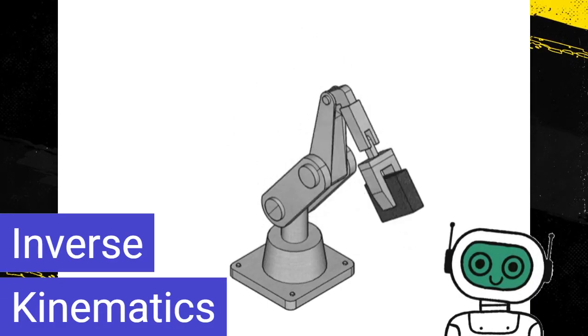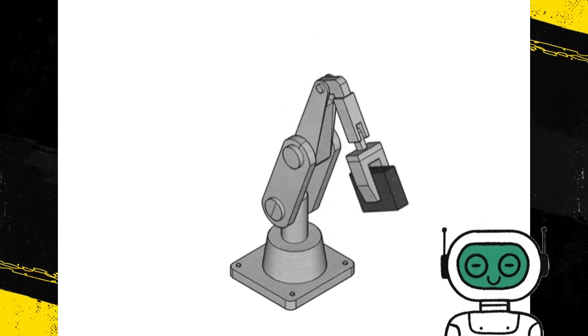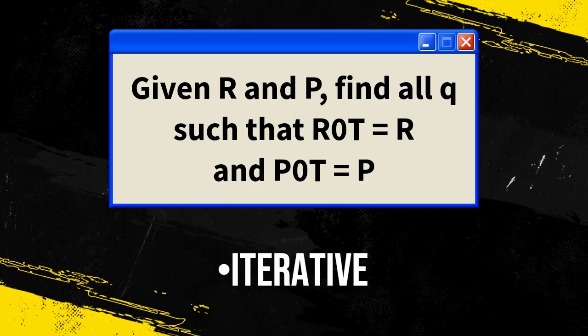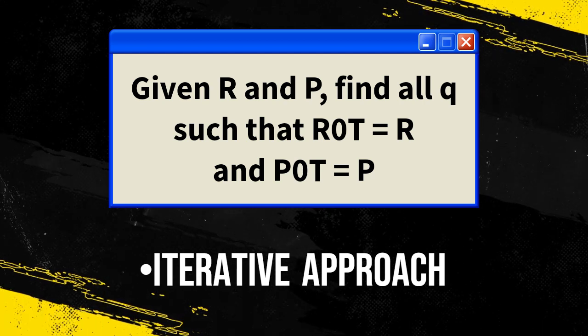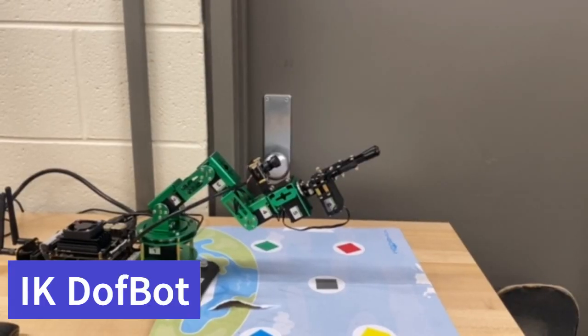Next, let me introduce you to inverse kinematics, a way of working backwards from a known end position to calculate the angles in which the robot has to move. For this, we chose to use an iterative approach as opposed to using the 5 sub-problems, which are better suited for arms with spherical joints. Let's see it in action.